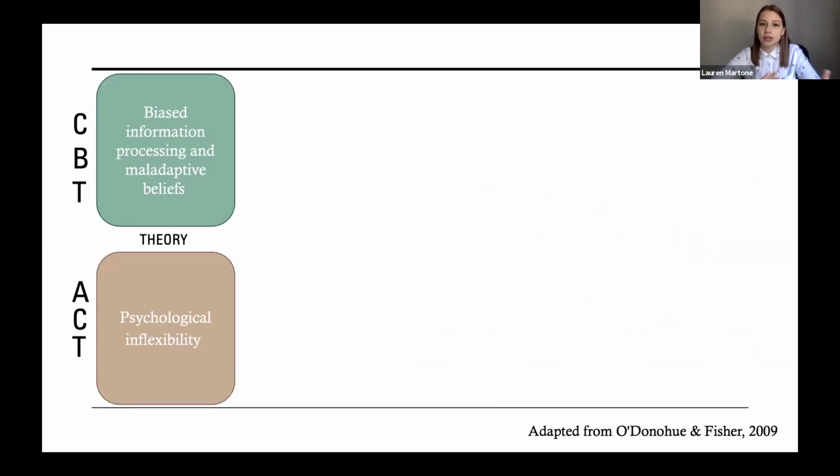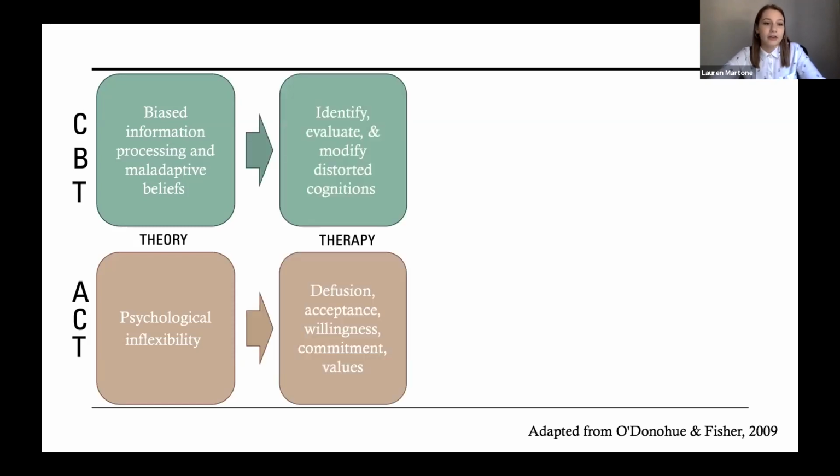CBT believes that distressing behaviors and thoughts and emotions come from irrational beliefs and really negative automatic thoughts. So we have these distressing thoughts or beliefs that we just can't really shake. And then at the heart of ACT, again, is this psychological inflexibility perspective in which we're tangled up with our thoughts and wrestling with them and engaging in a lot of behavioral and emotional avoidance. These theoretical beliefs then trickle into their ideas about therapy itself.